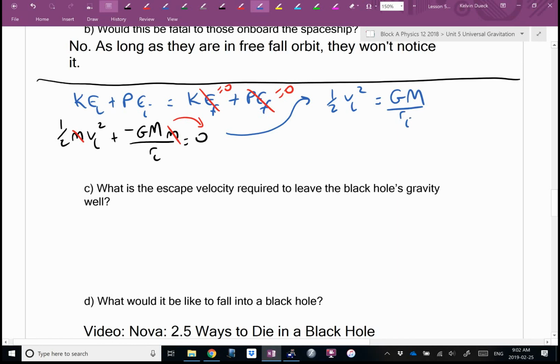And then we found V escape was the square root of 2 times big G times big M over R initial. It wasn't twice the size of orbital speed. It was root 2 the size of orbital speed. Well, kind of cool.